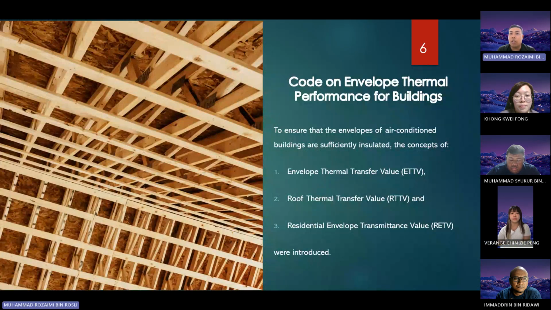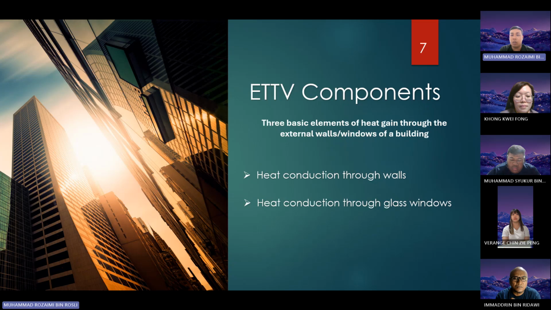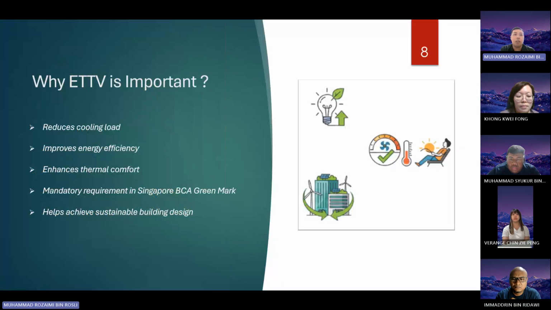Hi everyone. So, the code on envelope thermal performance for buildings: to ensure that the envelopes of air-conditioned buildings are sufficiently insulated, the concepts of envelope thermal transfer value (ETTV), roof thermal transfer value (RTTV), and lastly, residential envelope transmittance value (RETV) were introduced. ETTV components: three basic elements of heat gain through the external walls and windows of a building: heat conduction through walls, heat conduction through glass windows, and solar radiation through glass windows. Why is ETTV important? It reduces cooling load, improves energy efficiency, enhances thermal comfort, is a mandatory requirement in Singapore, supports BCA Green Mark, and helps achieve sustainable building design.